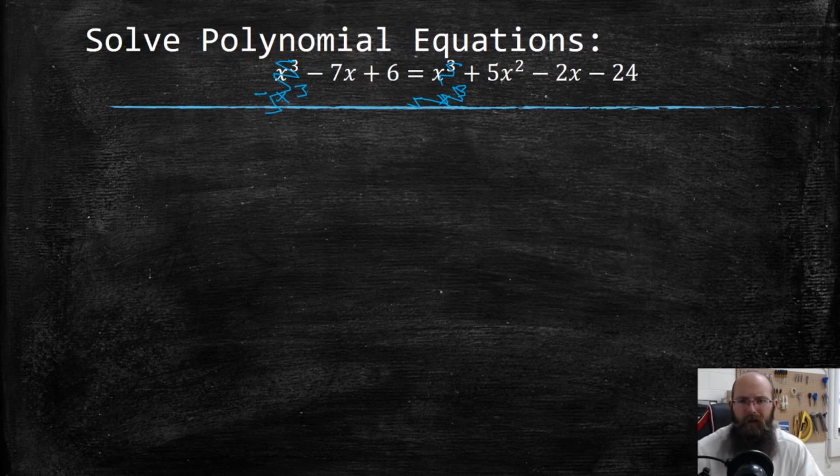I'm going to get everything over to the right because that's where most of my junk is anyway, right? So I'm going to add 7x, add 7x. I'm going to subtract this 6, subtract this 6. Now I'm going to use that little blue line that's already there and see what we get. Negative 7x plus 7x, 0. 6 minus 6, 0. Awesome. Whole left side, 0. Then I have that 5x squared. Nothing was done to it. And then negative 2x plus 7x, that gets me a positive 5x. Then I have negative 24 minus 6. That's negative 30.